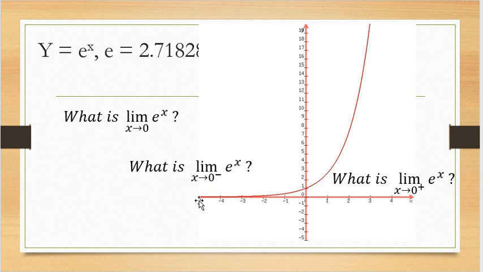So from the left, x goes to 0 from the left. The value is e to the 0, that is 1. So here in our graph, the intersection is 1. And then e to the x from the right, or 0 plus, as x goes to 0, still the value is 1. Therefore, the limit of e to the x as x goes to 0 equals 1.